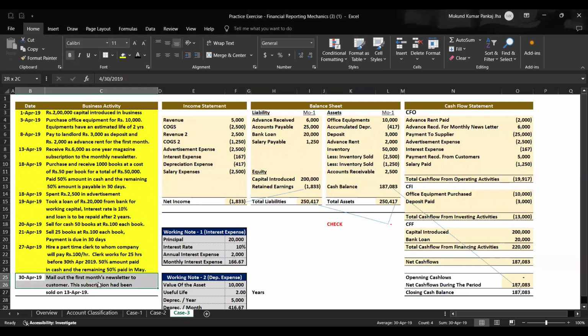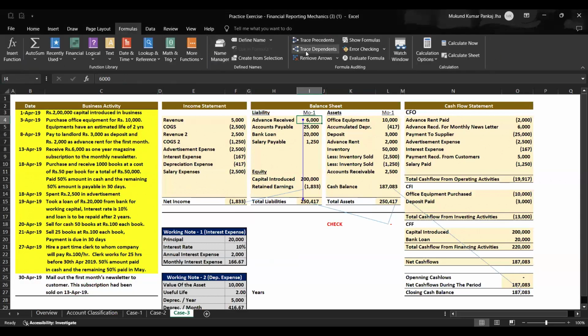Next, mail out the first month's newsletter to the customer. Where will we record this? The total advance taken for 12 months of newsletter was 6,000 rupees.